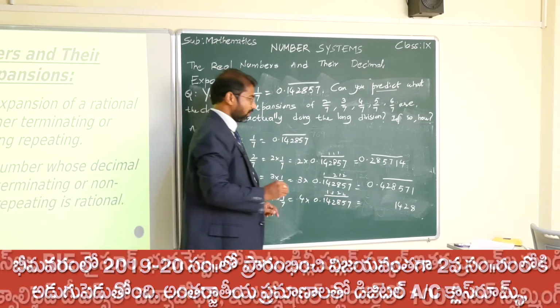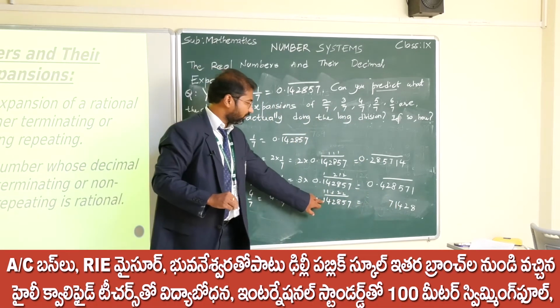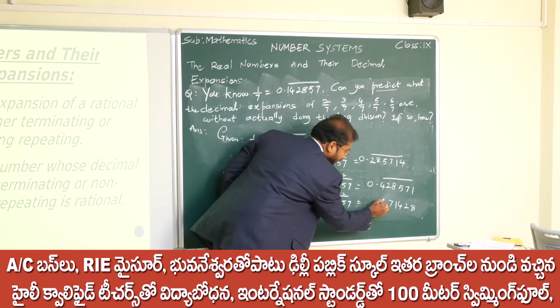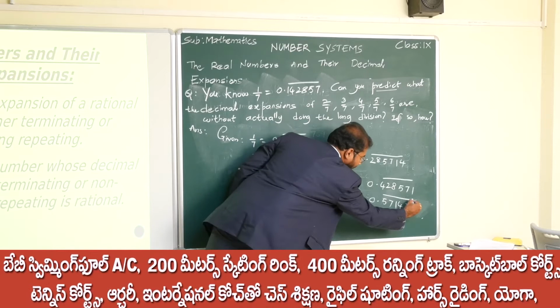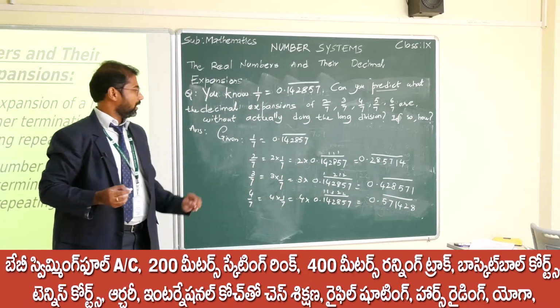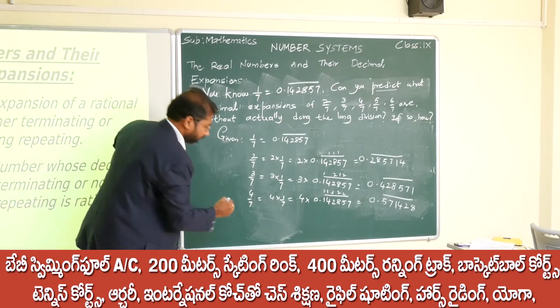16 plus 1 is 17, 7 I will write here, 1 carry forward, 4 ones are 4, 4 plus 1 is 5, then as usual decimal point, 4 zeros are 0, and this is the decimal expansion. Next, 5 by 7 and 6 by 7.